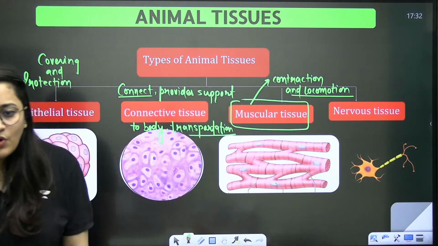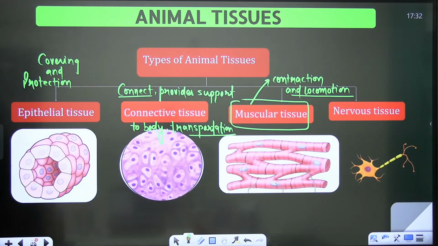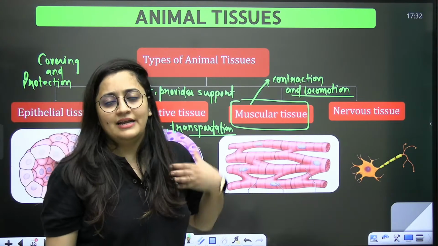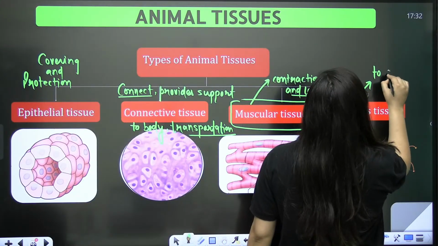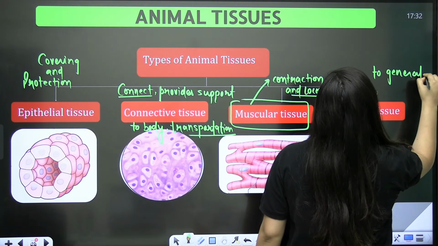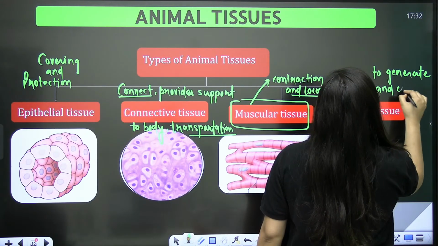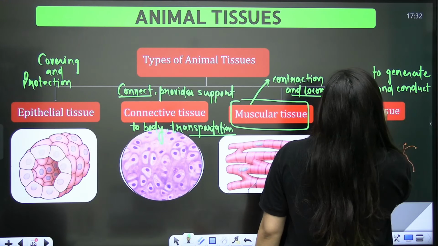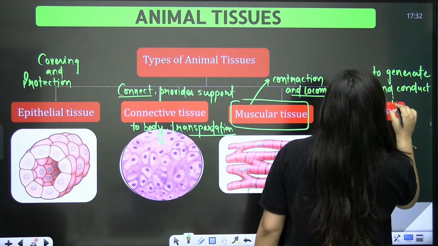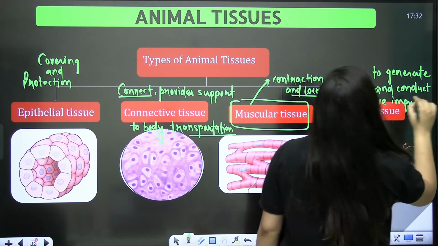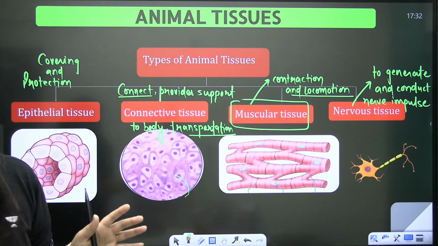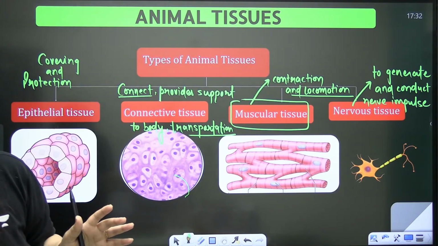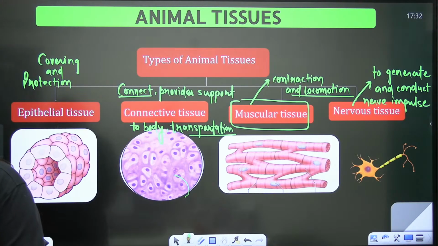Right? And then comes what? Then comes the nervous tissue. So when you talk about the nervous tissue, it is going to pass that information. It is going to conduct the information. So nervous tissue is to generate and conduct nerve impulses, right? So you know that all of them are very, very important for the proper functioning, for the proper coordination of the body. So this is about the role of the tissue. Now in detail we have to discuss it.